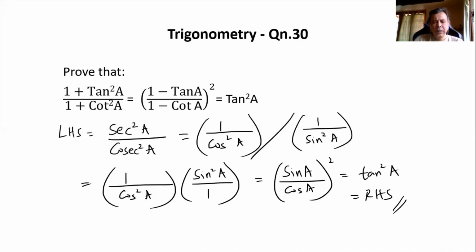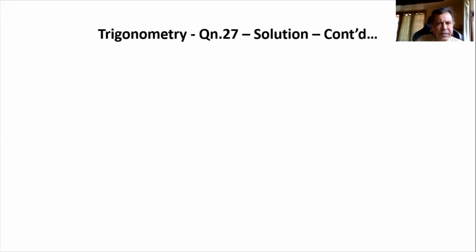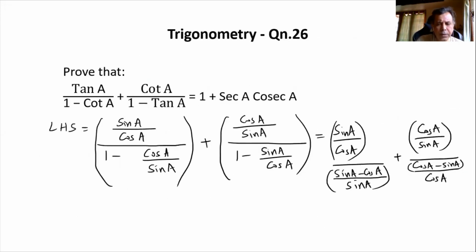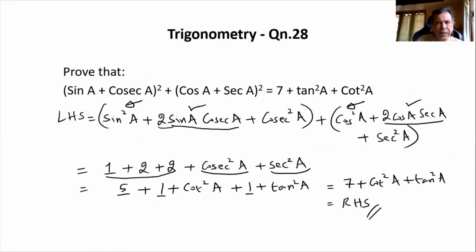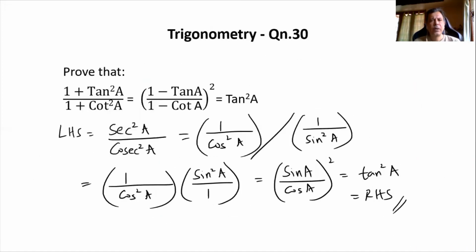So what we did in this session is some usage of trigonometric identities, we tried to solve these problems starting from 26, I think. Yeah, 26 to 30. So that's all in this particular session.